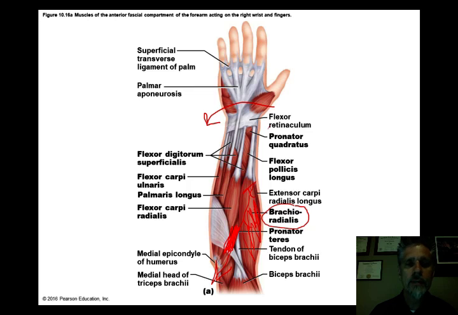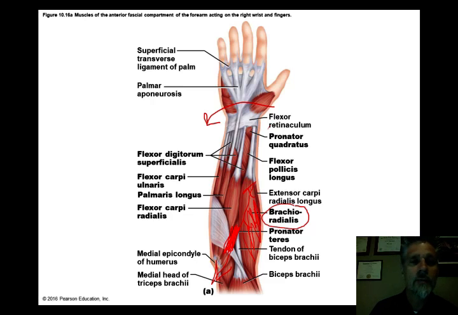There's a deep muscle of that which is called the supinator as well, but it's kind of hard to see. So supinator supinates, so you can hold a cup of soup. Pronator teres is going to pronate. We also see a few of our wrist flexors here. Wrist flexors.